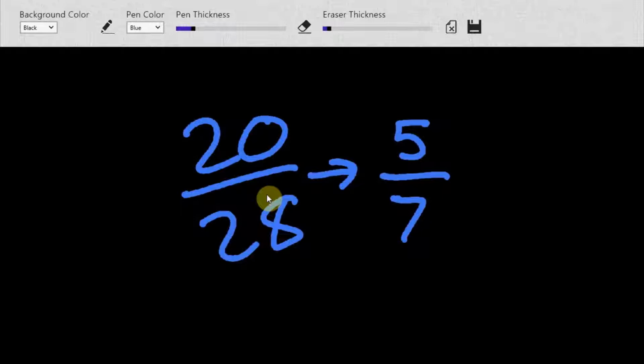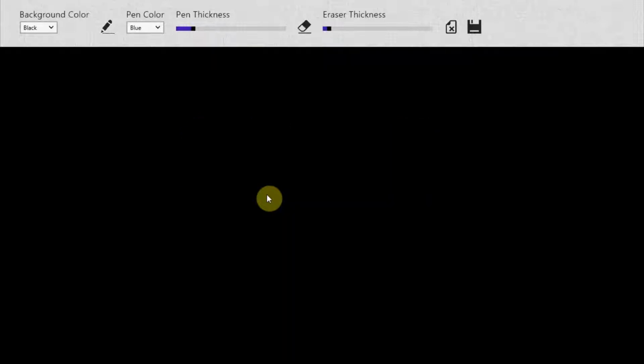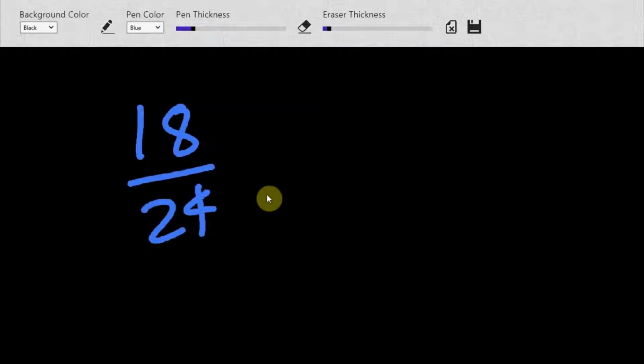I'll give another example. So if you have the example of 18 over 24, and we're looking for common factors of the two, the first one that comes to mind for me is going to be 3. So we divide top and bottom by 3. 18 divided by 3 is 6. 24 divided by 3 is 8. That leaves you with 6 over 8.